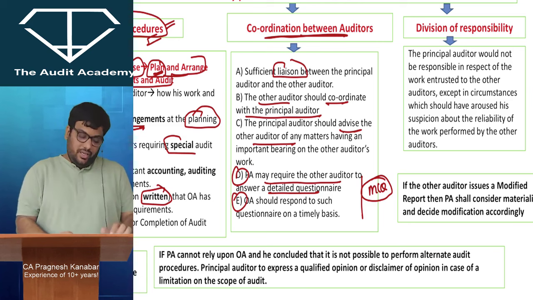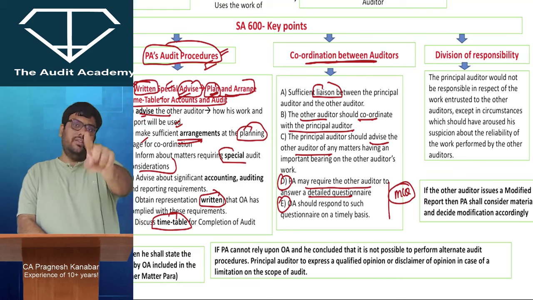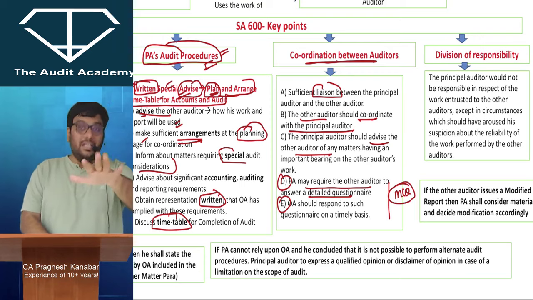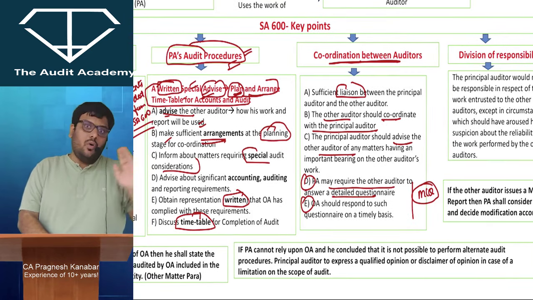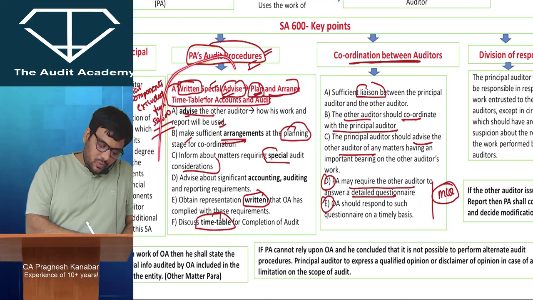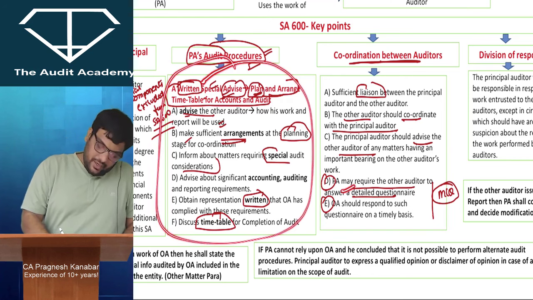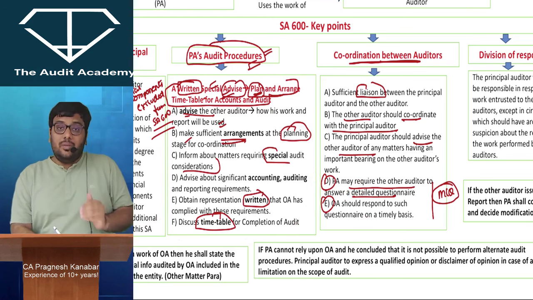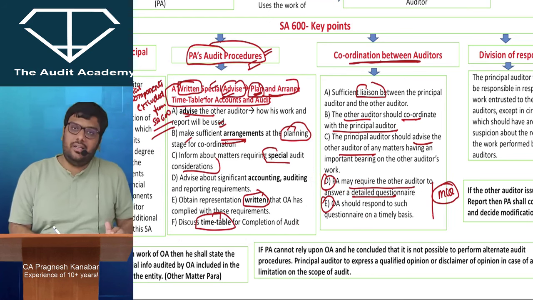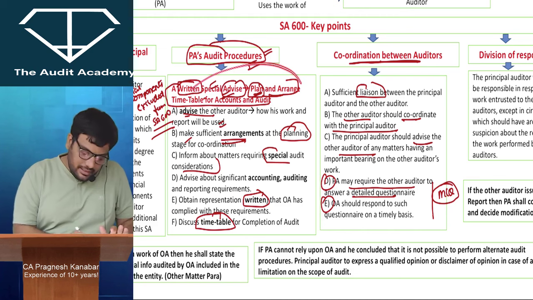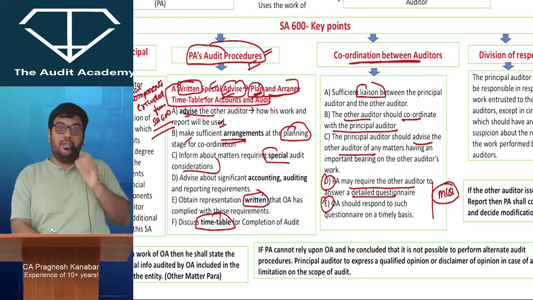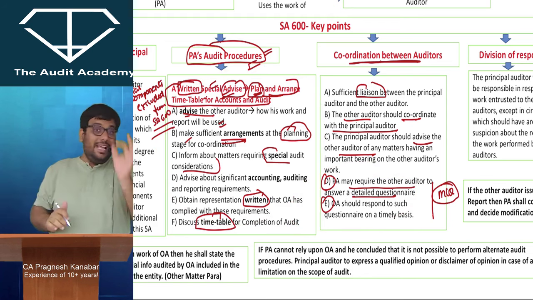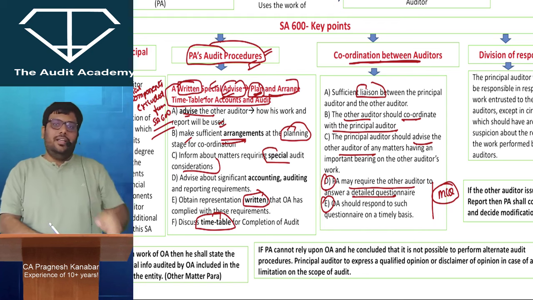So if you commit some fraud, or there is some error over there and you are negligent, but I can prove in the court of law that these many procedures I had performed, I had sent you a questionnaire, you answered that questionnaire and you intentionally filled up a wrong answer, then I am not supposed to act like James Bond and investigate those answers in detail. These are the procedures that I need to perform. If I have performed these procedures, then because of the negligence of the other auditor, the principal auditor cannot be held liable. And this is exactly the case study in the new syllabus module.